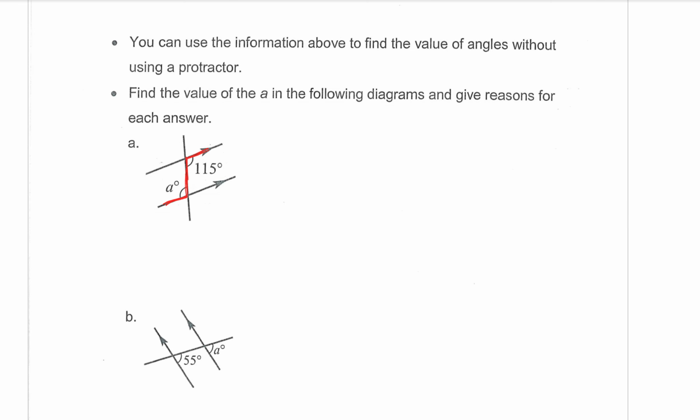So I just have to write down that A is equal to 115 degrees. And my reason is because alternate angles, that's the name, alternate angles are equal. Now alternate is a very big word, so you can shorten that to alt, A-L-T.